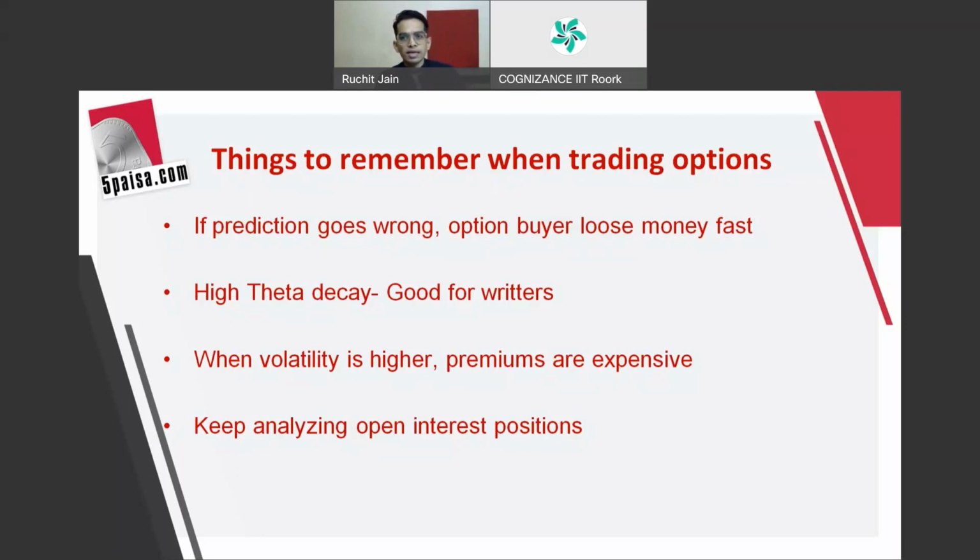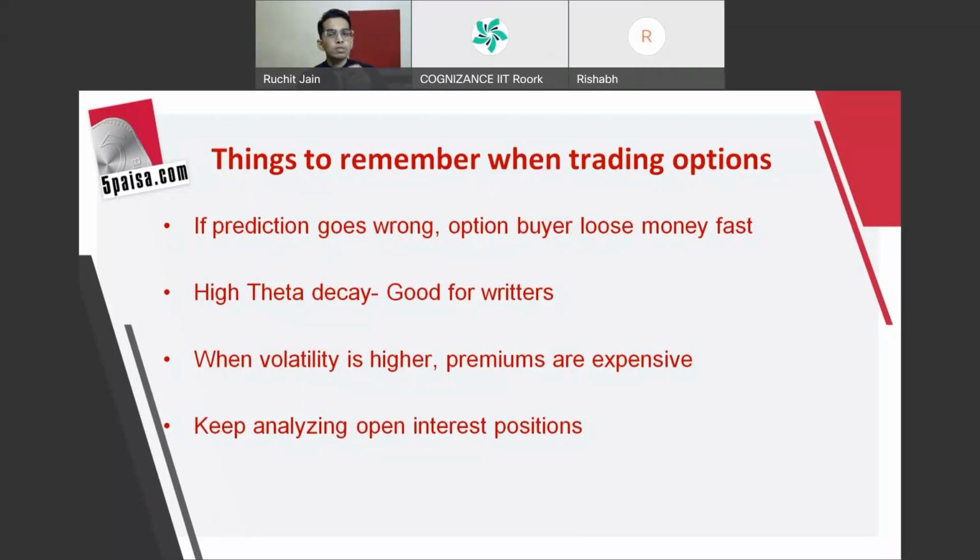High theta decay is always good for option writers. Theta decay means time decay. The lesser the time to expiry, the better it is for option writers. So time is always in favor of option sellers. Remember that. That is why even though profit is limited for option sellers, the premium being the maximum profit, people still go and sell options. Especially the institutional players and HNIs prefer selling options because time is always in their favor. When volatility is higher, premiums are expensive.